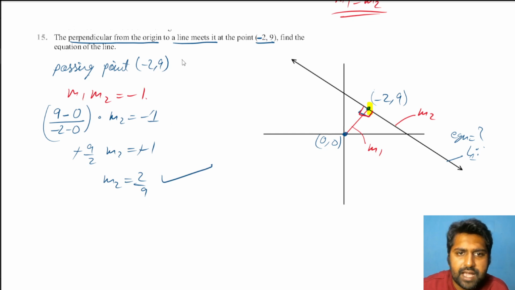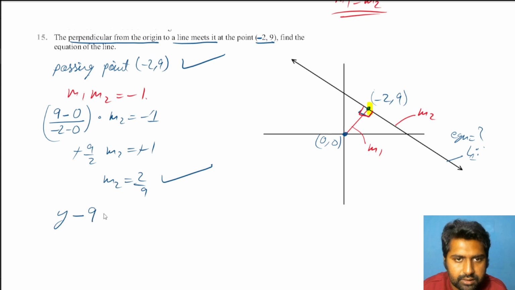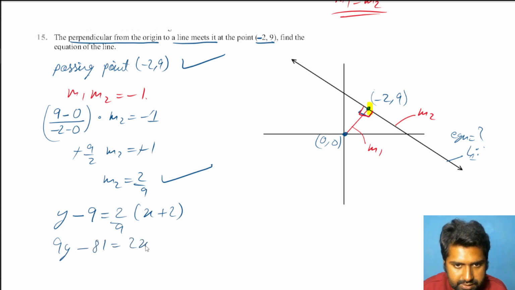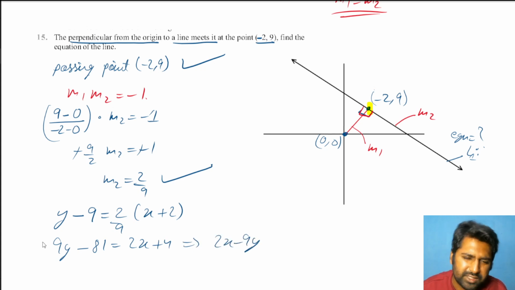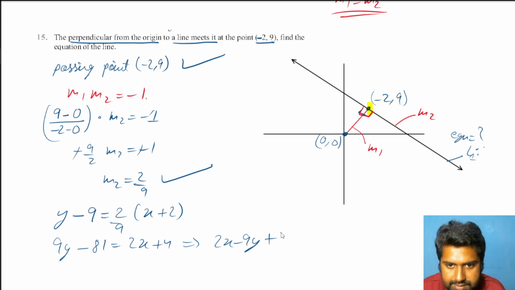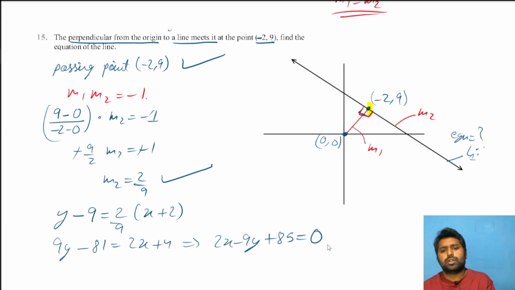We have the slope, we have the point. What do we use? Slope point form. Y minus y1, that's 9, is equal to slope 2 by 9, x minus x1, so x minus minus 2, plus 2. So 9y minus 81 is equal to 2x plus 4. Rearrange it. Whether you get 9y minus 2x or 2x minus 9y, it's your call. Depends on the option or the answer as such. So 2x minus 9y, I'm taking everything on the right, plus 85. Minus 81 becomes plus 81. That's equal to 0. That's our answer.